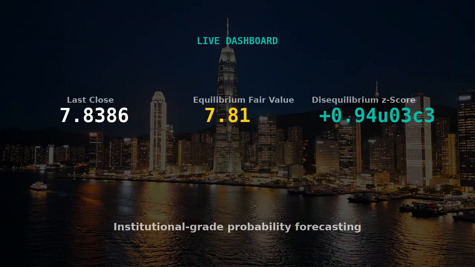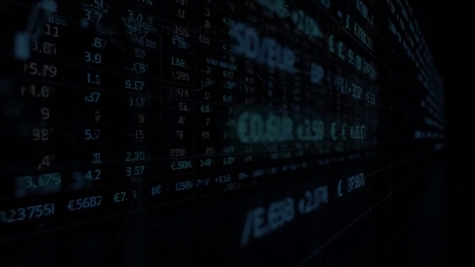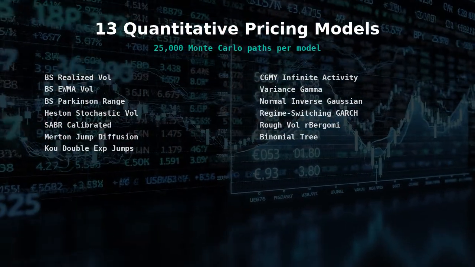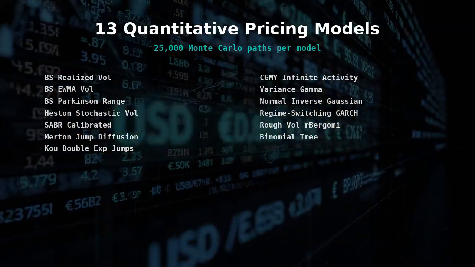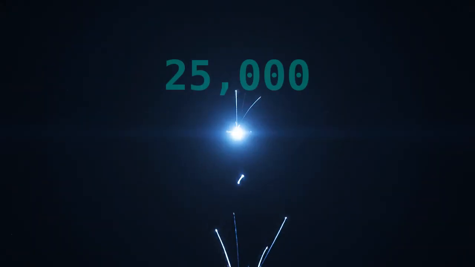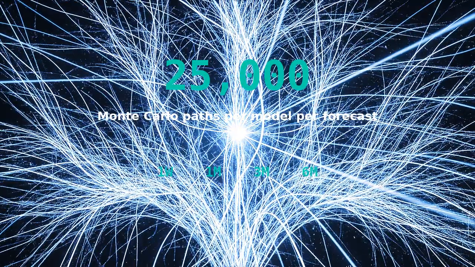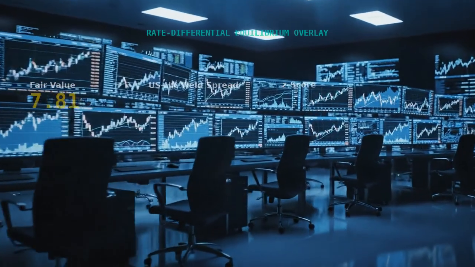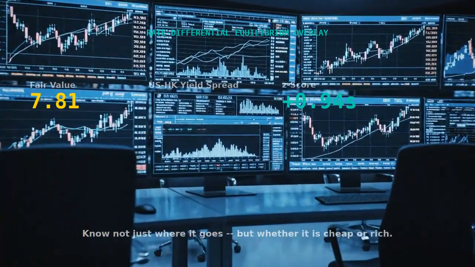USD HKD Edge gives you institutional-grade probability forecasting. 13 quantitative pricing models. From Black-Scholes realized volatility to stochastic vol, SABR, and full jump-diffusion frameworks. Each runs 25,000 Monte Carlo paths, generating a complete probability distribution of where the pair trades at 1 week, 1 month, 3 months, and 6 months out.